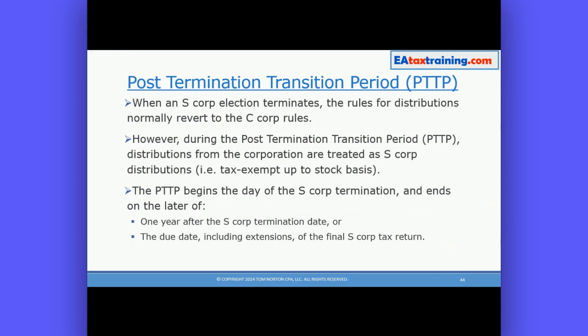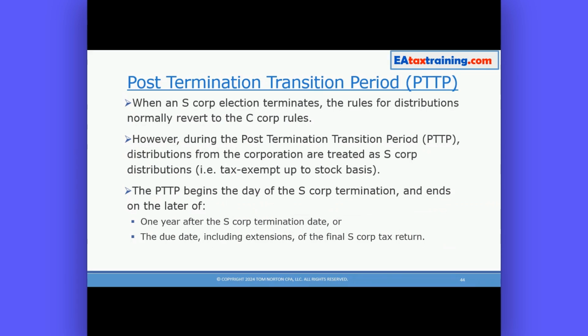Post-termination transition period. When an S corp election terminates, whether it's by choice or because the S corp no longer qualifies, the rules for distributions at that point would normally revert to the C Corp rules. So remember, we talked about C Corps. If you have a dividend, it's going to be taxable, etc. However, there is this relief that you get that during what's called the post-termination transition period, distributions from the corporation will be treated as S Corp distributions. So therefore, they're tax exempt up to the stock basis.